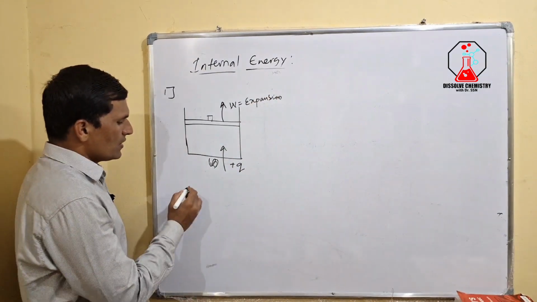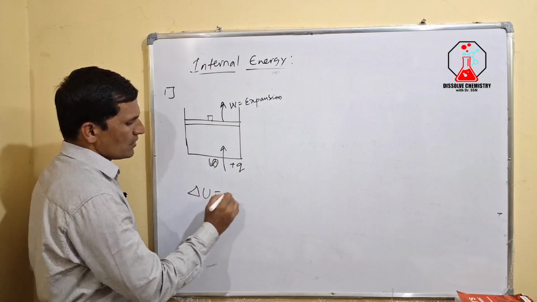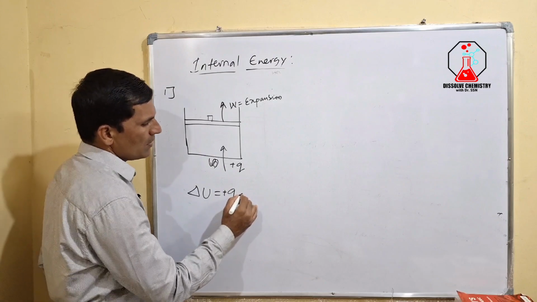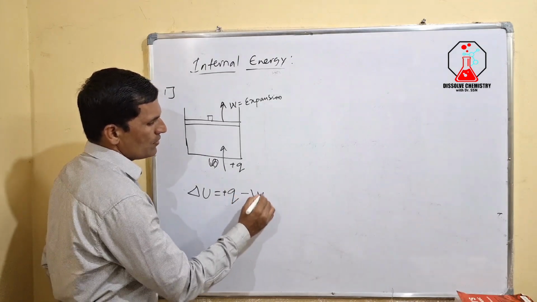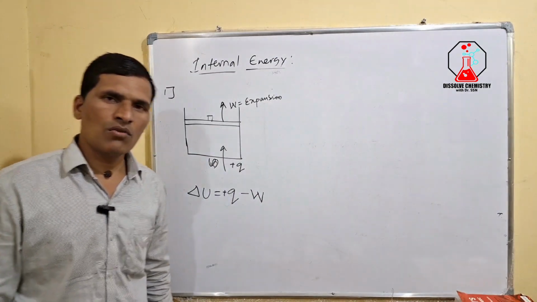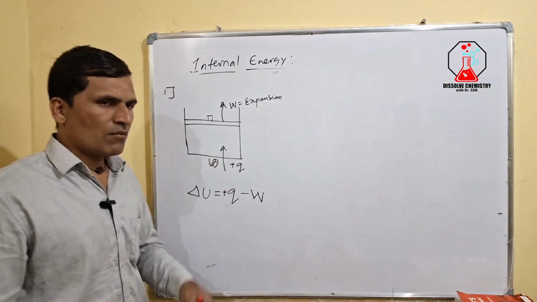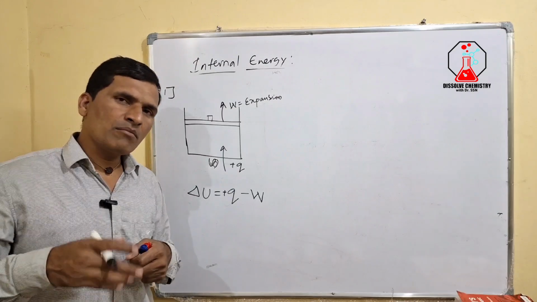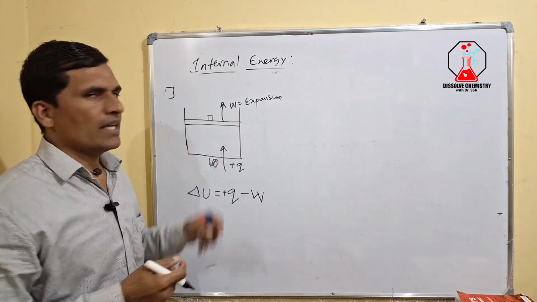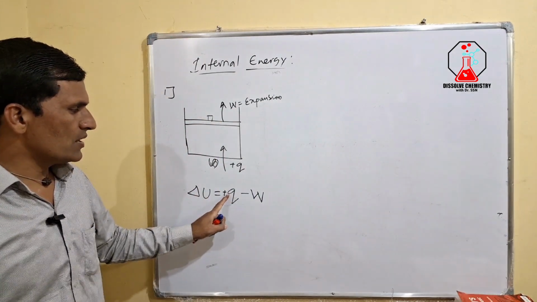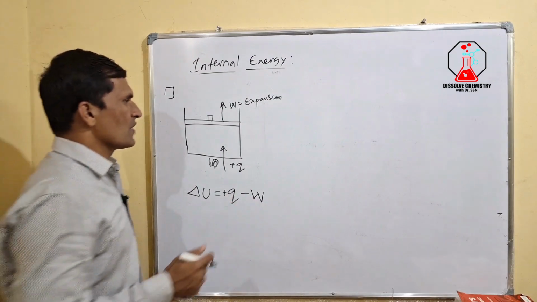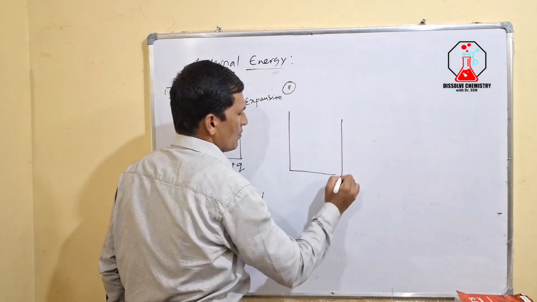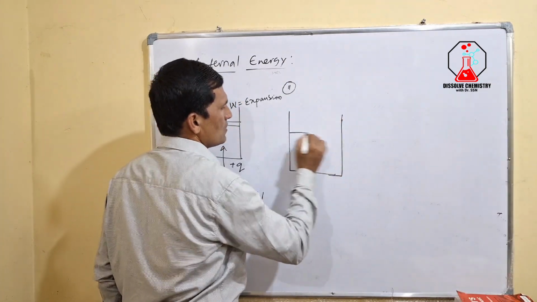So then your delta U will be given as: Q amount of heat is added to the system, and it is doing expansion work, means W amount of work is being given out. So a certain amount of energy is utilized to increase the internal energy by absorbing heat, and in the meantime it is utilizing a certain amount of energy to expand. So therefore delta U is equal to plus Q minus W.